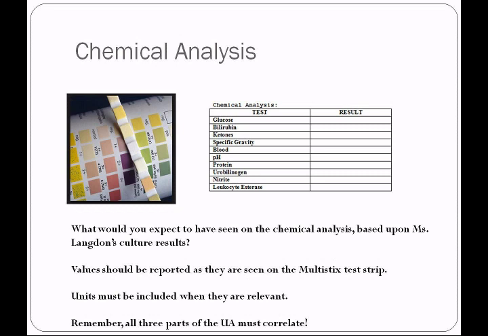If the red blood cells have hemolyzed, that means they've popped open, and you're not going to see them, or you'll see fewer of them on the microscopic urinalysis. However, if they are non-hemolyzed, you're going to see them intact when you look at the sediment under the microscope.